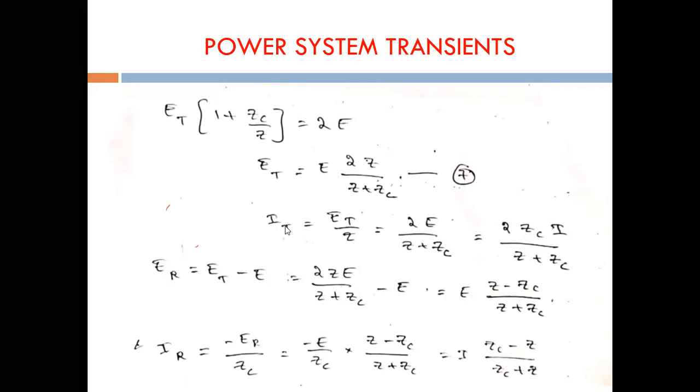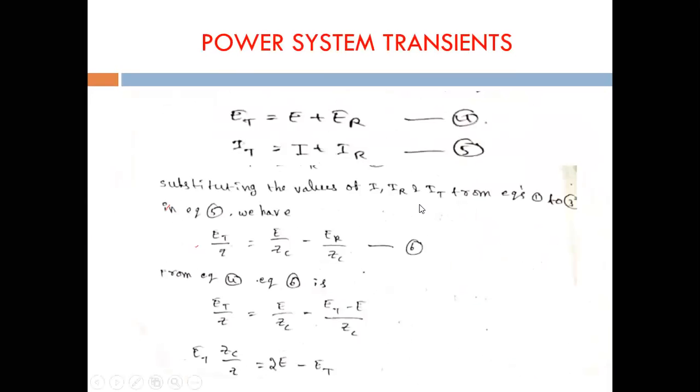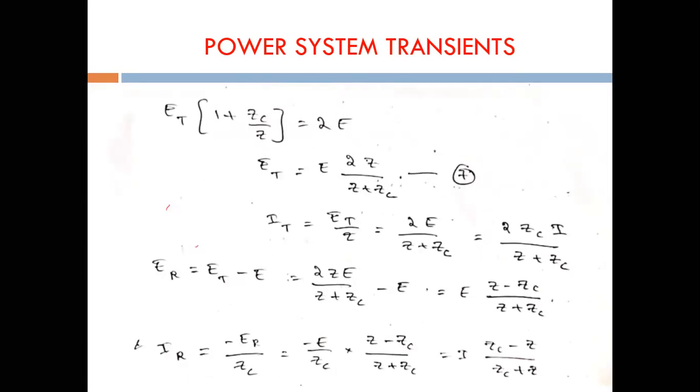Next write down the IT. What is that IT? From equation number 5, IT is equal to ET by Z. Substitute the ET value in this equation. Therefore, ET is equal to E into 2Z by Z plus ZC.